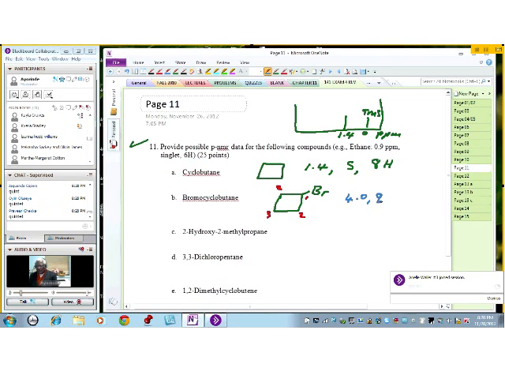Quintet, very good. Very, very good. Quintet. And how many hydrogen would that be? 1 hydrogen. Okay, so now let us go to the next set of hydrogen.